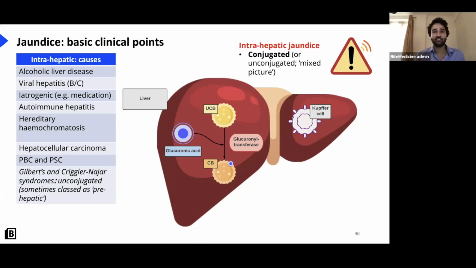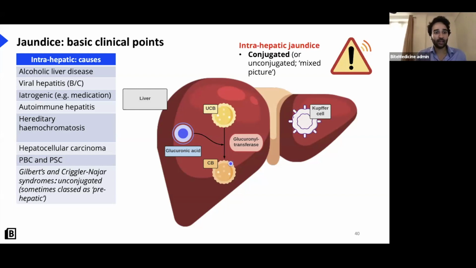Viral hepatitis often and predominantly causes an unconjugated hyperbilirubinemia, as do hepatotoxic drugs such as rifampicin. The reason I'm mentioning that is because it's just important to note that intrahepatic jaundice, due to any of these causes, can be conjugated and can be unconjugated, or give you kind of a mixed picture, if you will. And the reason for that is that although a lot of intrahepatic jaundice is conjugated, there are unconjugated causes as well.